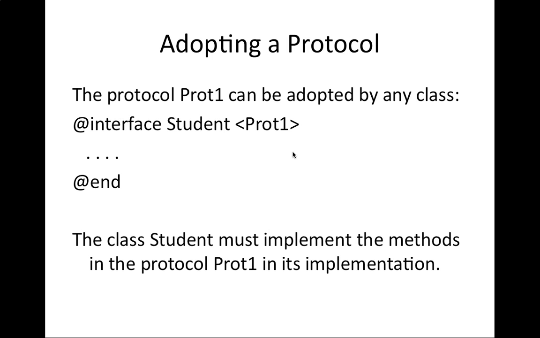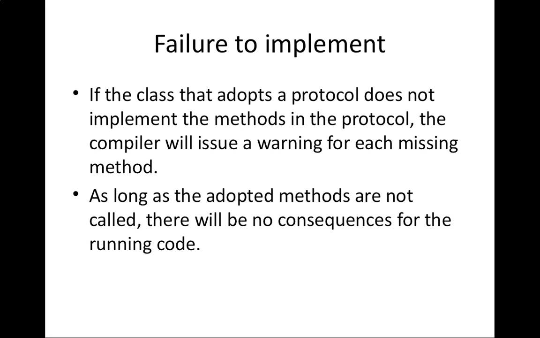So if you say that this particular class must implement this protocol, that means the class basically has to have all the methods in it that are inside of the protocol, which is the same as a Java interface, if you think about it. But this doesn't have to be used inside of a class. You can actually implement the protocols without the class. It's independent. Failure to implement: if the class that adopts the protocol does not implement the methods in the protocol, the compiler will issue a warning. Yes, and for each one of them, it's the same thing as an interface. You don't implement it, then you're done.